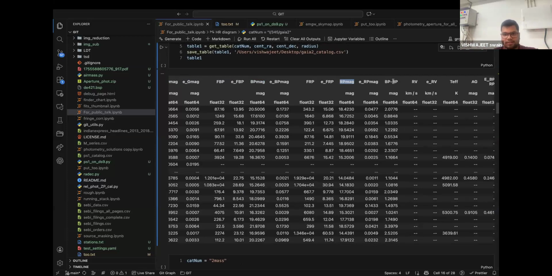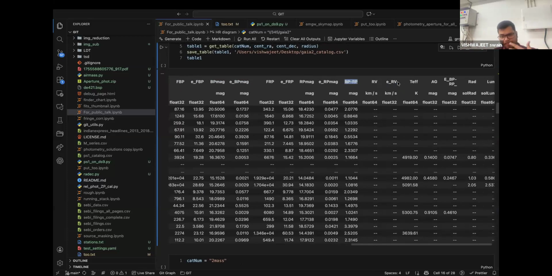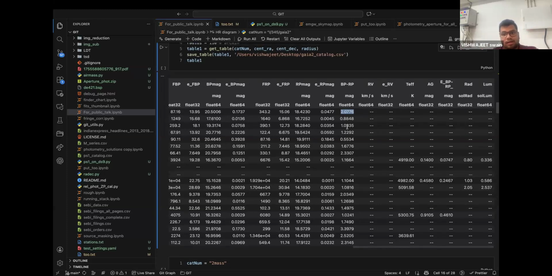So that's why there is a dedicated column, which is BP minus RP, which shows what the color of that object is. For example, BP minus RP is 2, which means the magnitude of BP is larger than RP. It means it is red, because the magnitude of BP is larger as compared to the RP, and the lower the value of the magnitude, the brighter it is in that particular filter. So it's red, and if you see a negative value, then it means it's a blue source.